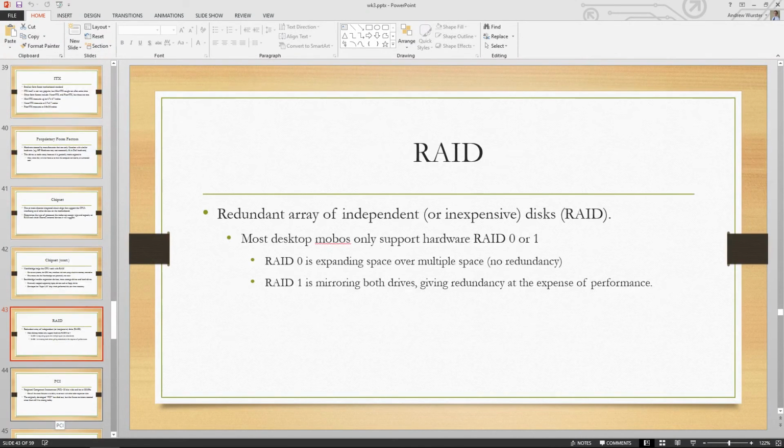So RAID stands for Redundant Array of Independent Disks. Most motherboards support it. I don't know why they said most, because mine doesn't. It's rather new, probably about a year old. But regardless of your motherboard supporting it, Windows has built-in features to allow you to do RAID 0 and RAID 1. So you can do software RAID even if you can't do hardware RAID. Hardware RAID is what they're talking about here, but software RAID you can always do on Windows, and usually most OSs will allow you to do it.